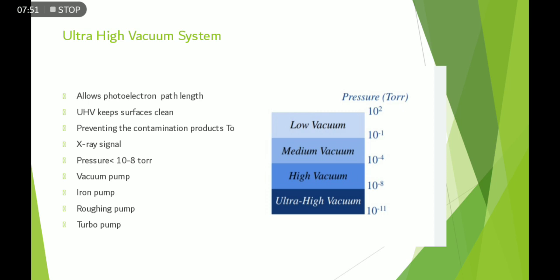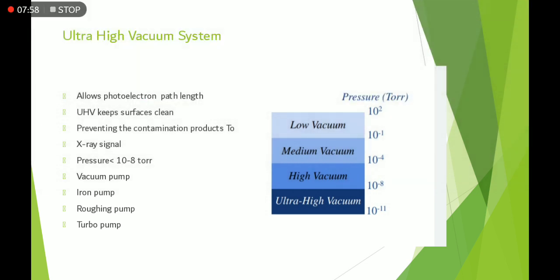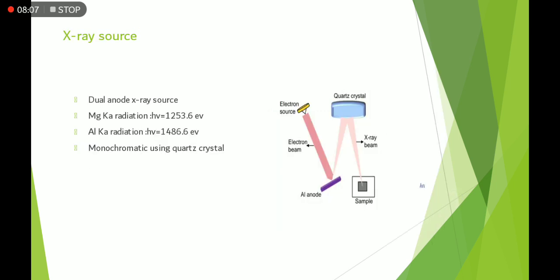There are different pressure ranges in torr: low vacuum, medium vacuum, high vacuum, and ultra high vacuum. Low vacuum is 10 to the power 2, medium is 10 to the power -1, high is 10 to the power -8, and ultra high is 10 to the power -11 to -8.